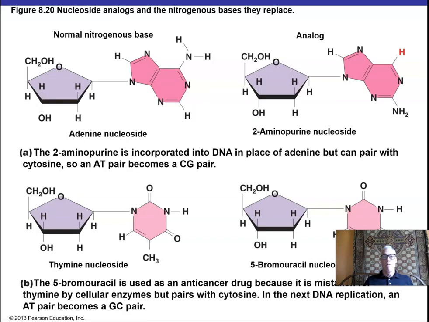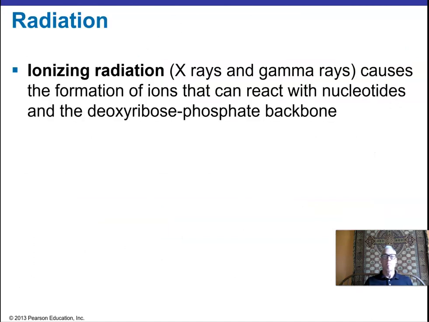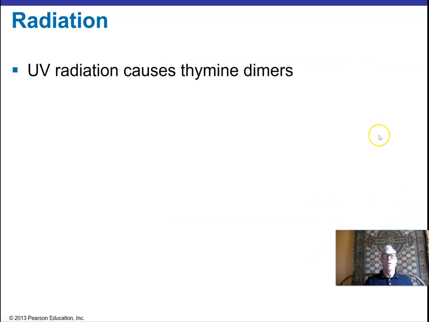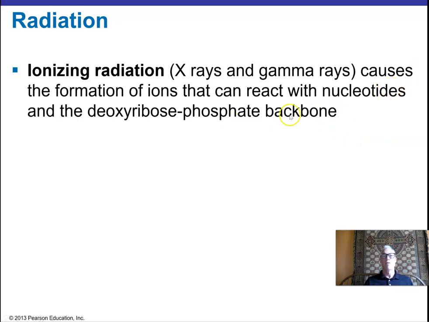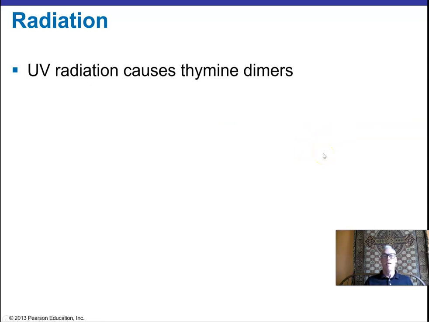As we'll see later on when we talk about antibiotics of specific types, there's quite a few that are nucleotide analogs. Ionizing radiation can cause changes in the DNA sequence. UV radiation can also cause damage. So X-rays, we said, is ionizing. That causes major bad chemical changes in the DNA.